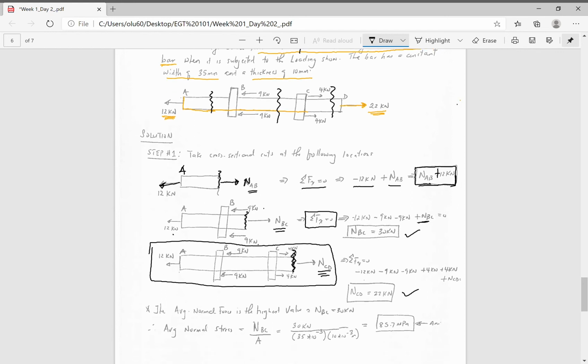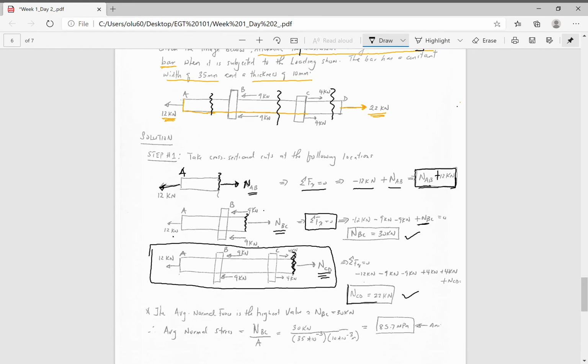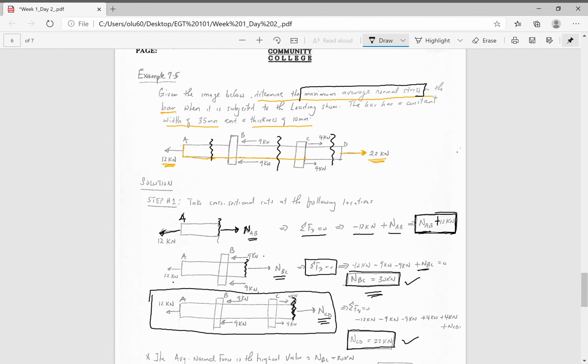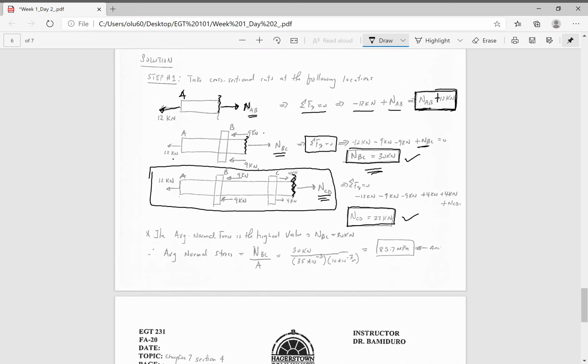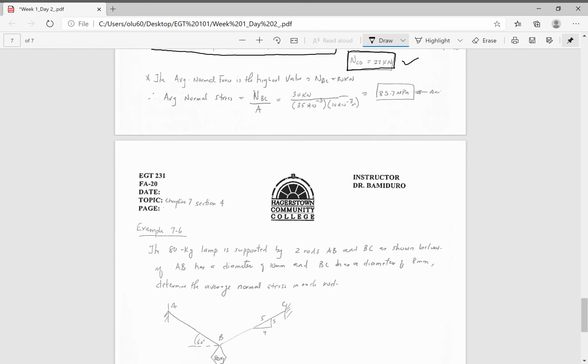Now, when you look at the normal forces that we've calculated, the first, second, and third one here, the maximum normal force is 30 kilonewtons, because that's what the problem wants. They want the maximum average normal stress, and in doing so, you need a maximum average normal force.